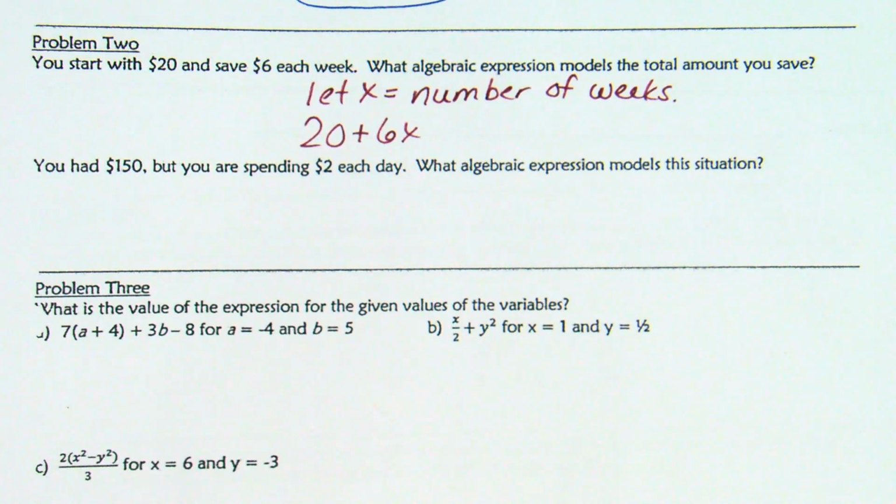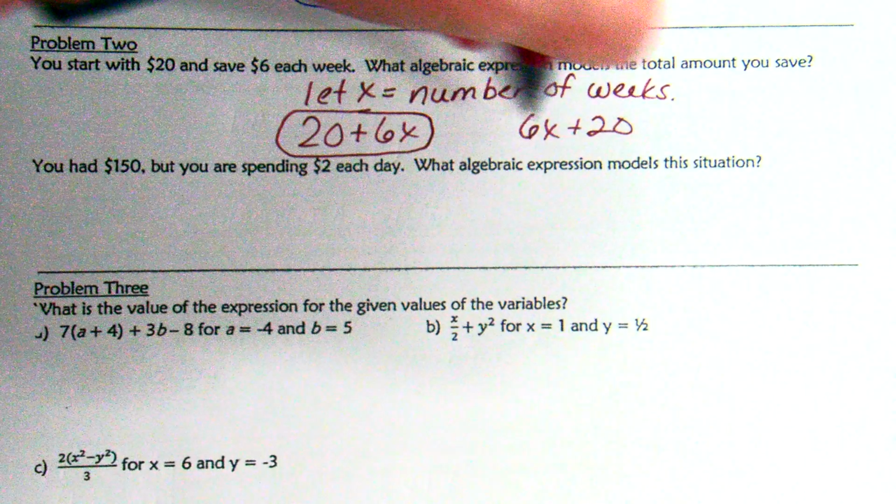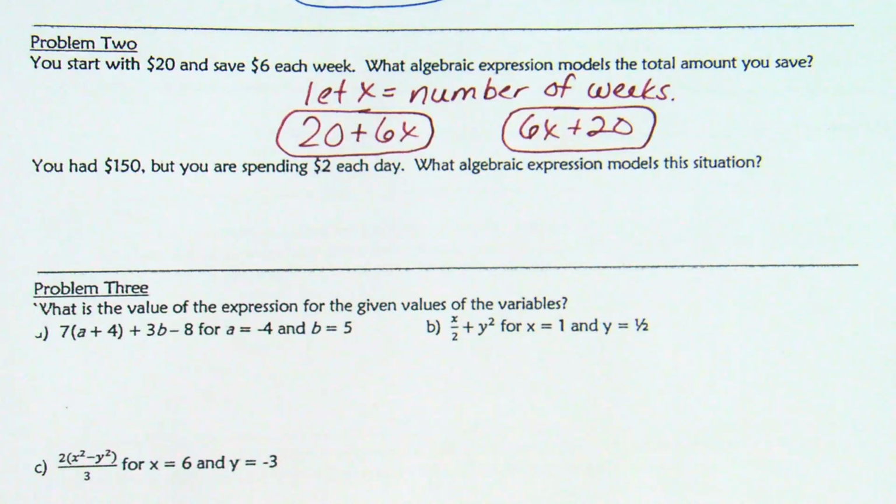Any other ways to write this answer? Could we switch this one? If you prefer, could you have said 6x plus 20? Yes, you can. Okay, both work. In this situation, neither one is more correct than the other. I think some of you naturally go, okay, they said start with 20, so you started with 20. Others of you are going to say, oh, but I like to have my variable first, so I'm going to put my 6x first. I would accept either one there.